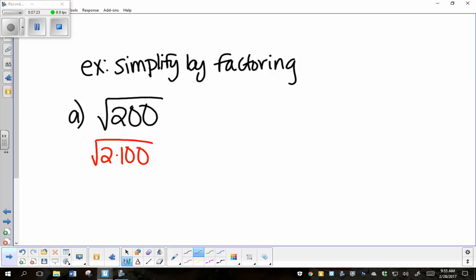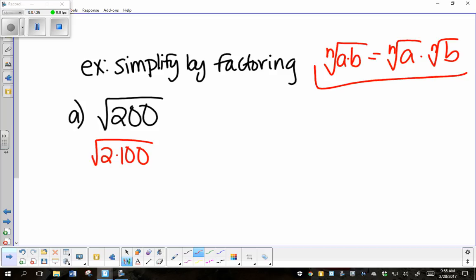Now, what we learned is that we can split this up. If we have the nth root of AB, we can split this up into the nth root of A times the nth root of B. I would write that off to the side. It's just backwards of what we wrote in the box before. It's saying you can split them up into 2 different roots instead of putting them together into 1, if you want. So you can work either way. Split them up or put them together into 1.